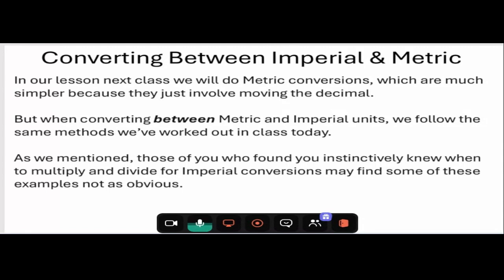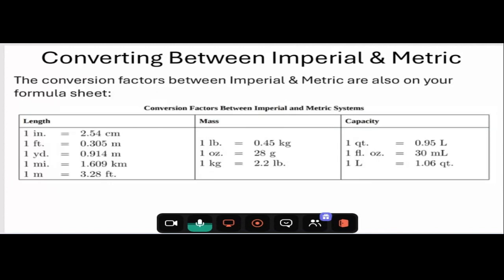And these are the ones where you might, if you sort of saw, I know when to multiply, I know when to divide, these are the ones where you might be like, oh, I wasn't so sure about that one. You'll see what I mean. So here's the conversion factors on the sheet that I showed you earlier between metric and imperial.